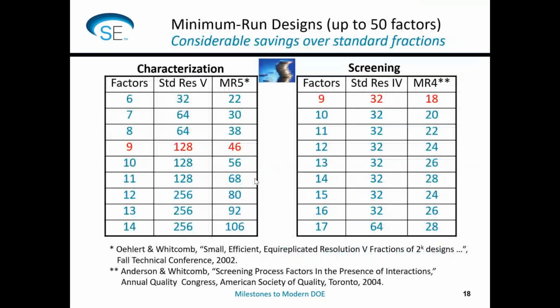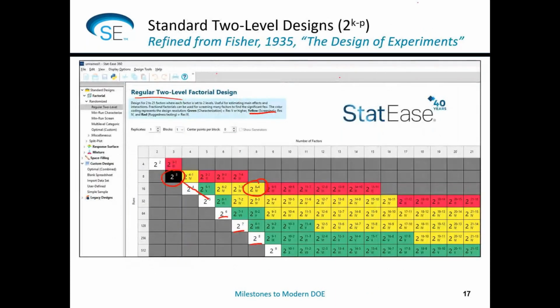But what happened was in the early 2000s, we came out with some more modern design structures that can accommodate more and more factors in fewer and fewer runs. And in our standard design builder, there's 2 what we call minimum run options, one for screening, which is this 8 and 16. And then this one here is also a minimum run option.